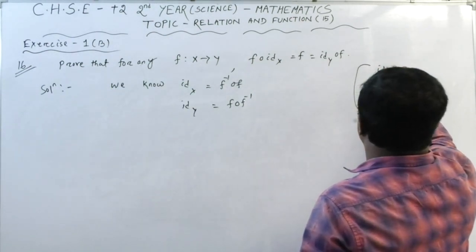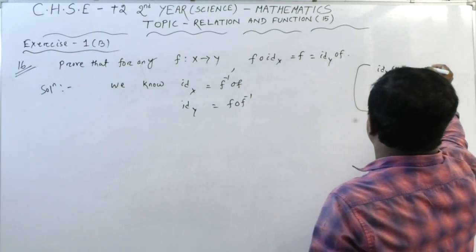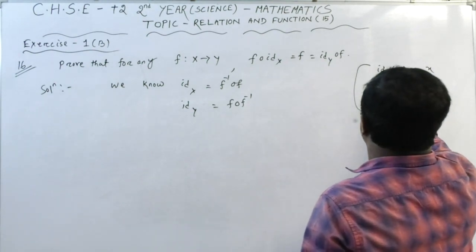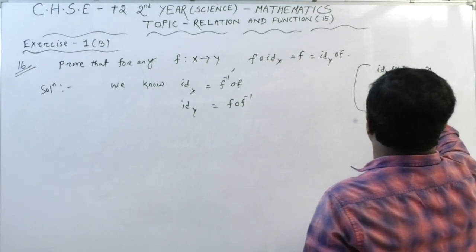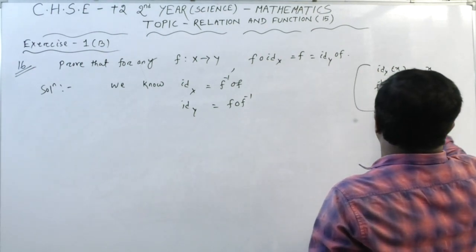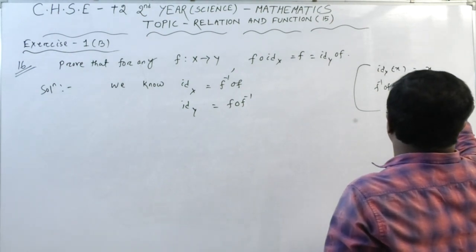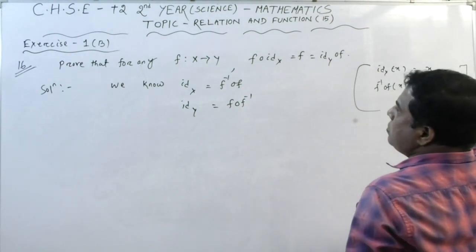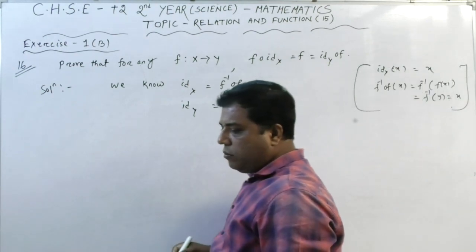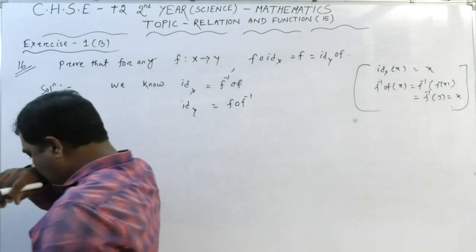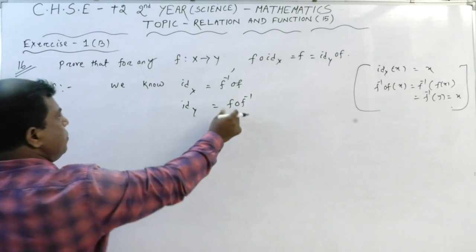Identity on x is what? It is equal to x, and f inverse operated on f of x is f inverse of f of x. So what is f of x? It is y, so we can say it is equal to x. Okay? Clear? So we can similarly show it for this one.